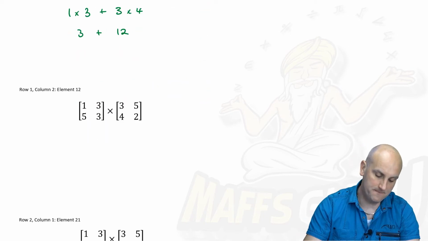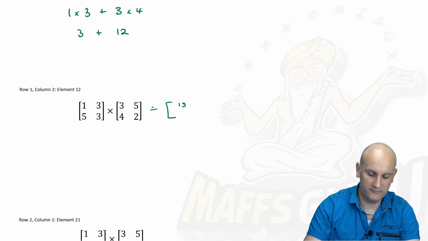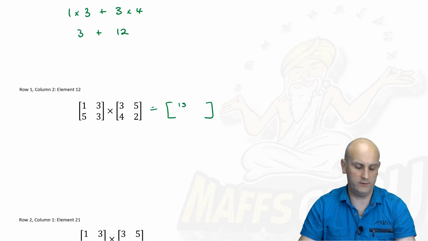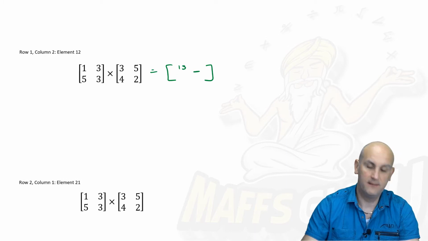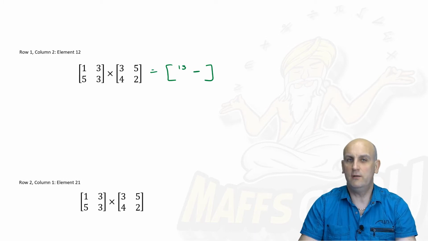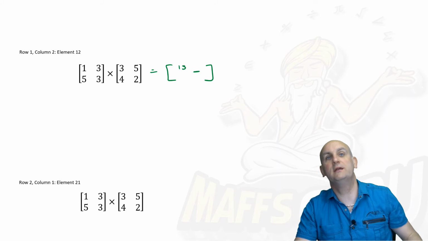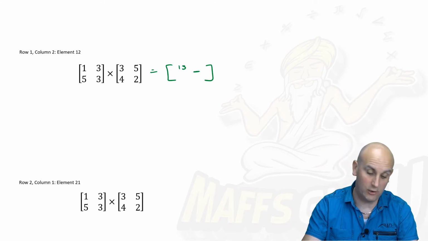Let's copy it down, because we're now going to do the next one. So 15 is in there. What do we do next? Well, as we say, we're now going to get this element here. Why do we do that element, not the others? You can do whichever element you like, so long as you multiply rows and columns together.